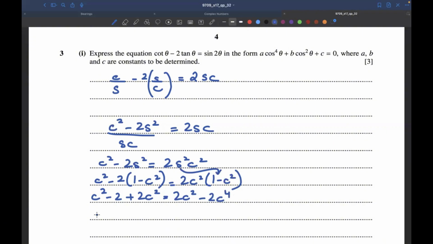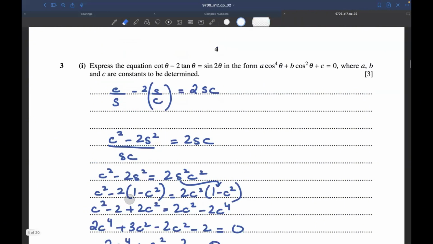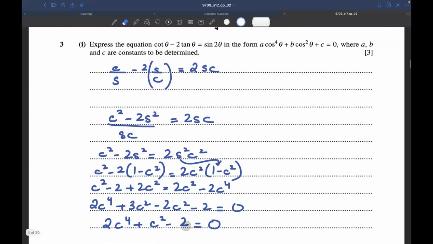Bringing the right hand side on the left hand side, we'll get 2 cos 4, plus 3 cos square, this will become minus 2 cos square, minus 2 is equal to 0. So our final answer will become 2 cos 4 plus cos square minus 2 is equal to 0. So the values of a, b, and c will become 2, 1, and minus 2.